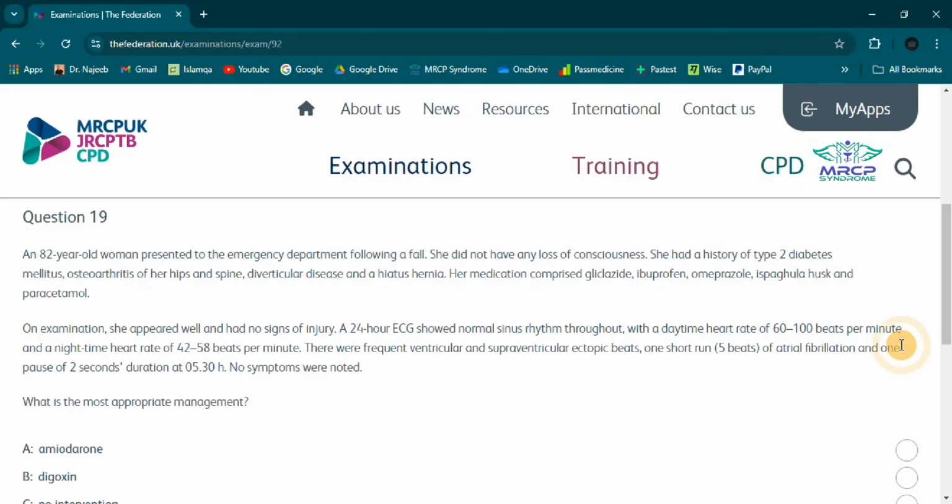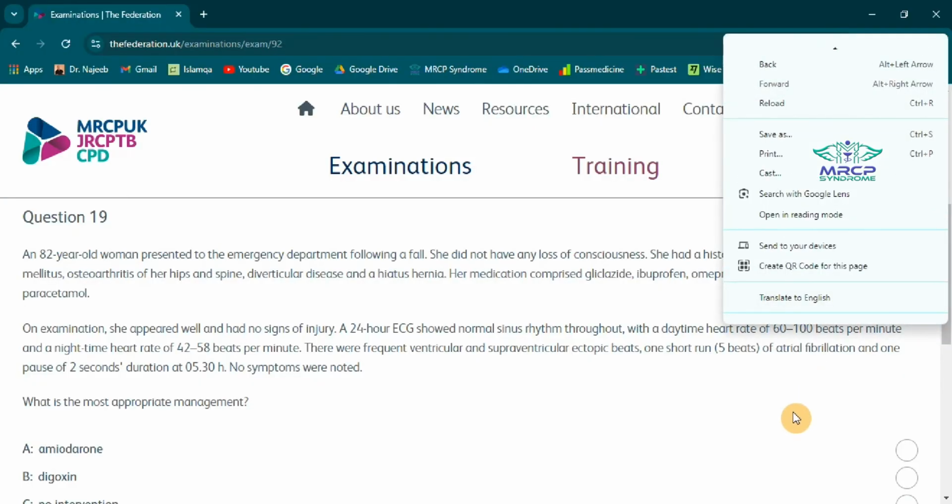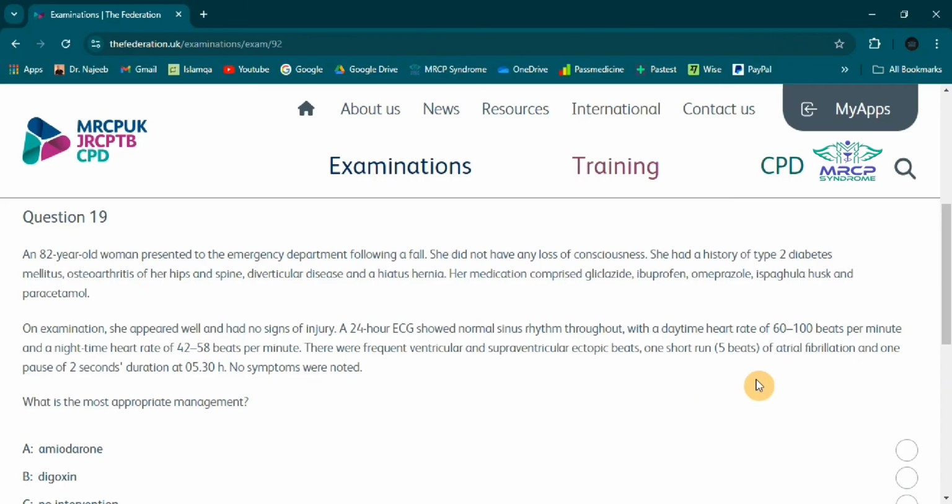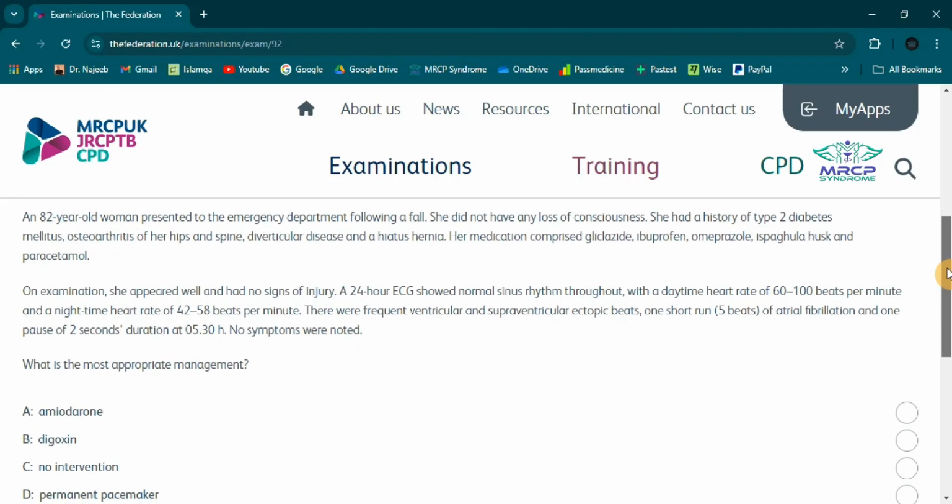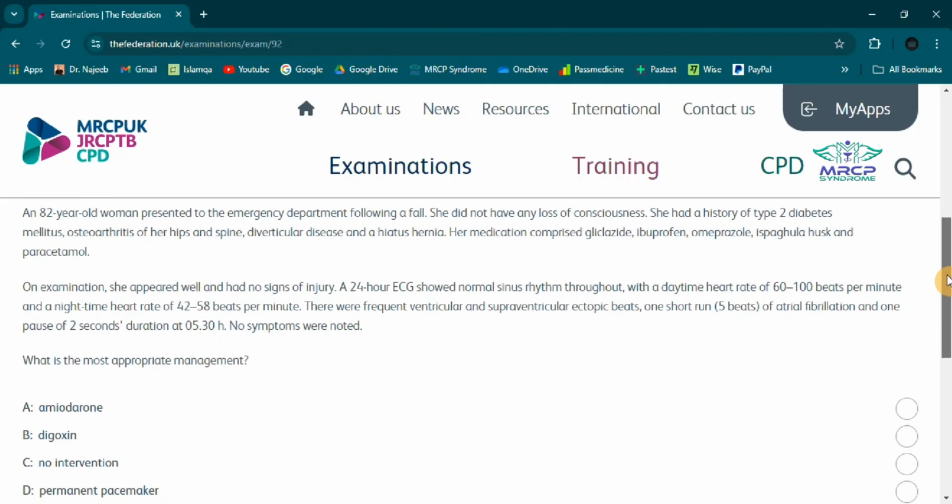On examination, she appeared well and had no signs of pain. A 24-hour ECG showed normal sinus rhythm throughout, with a daytime heart rate of 60 to 100 beats per minute and a nighttime heart rate of 42 to 58 beats per minute. There were frequent ventricular and supraventricular ectopic beats, one short run of 5 beats of AF, and one pause of 2 seconds duration at 5:30 hours.